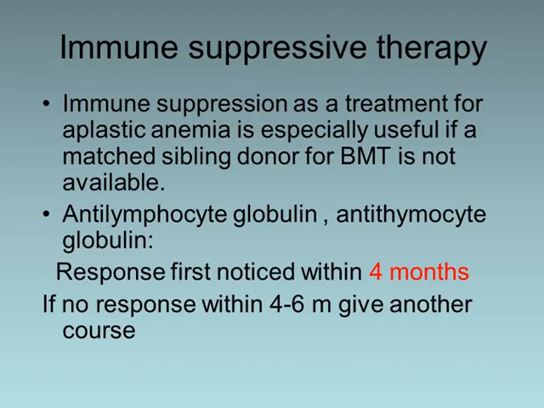Immune suppressive therapy is very important, especially useful if a matched donor is not available. Here we use either anti-lymphocyte globulin or anti-thymocyte globulin. The first response is usually noticed within 4 months. If no response occurs within 4 to 6 months, another course should be given.